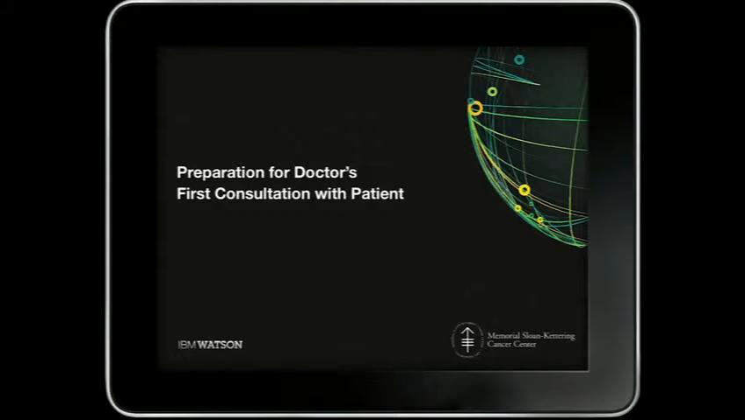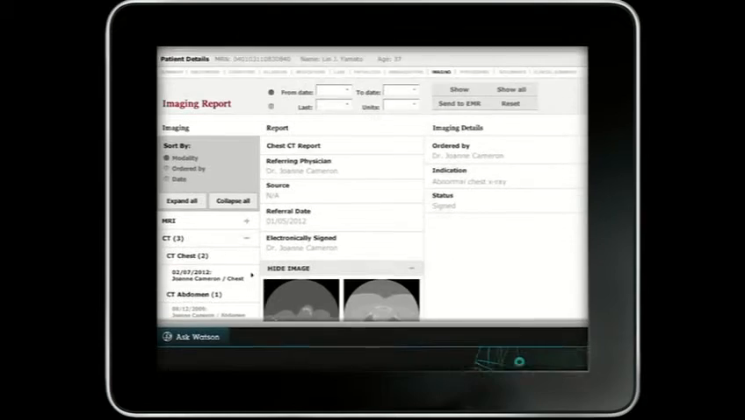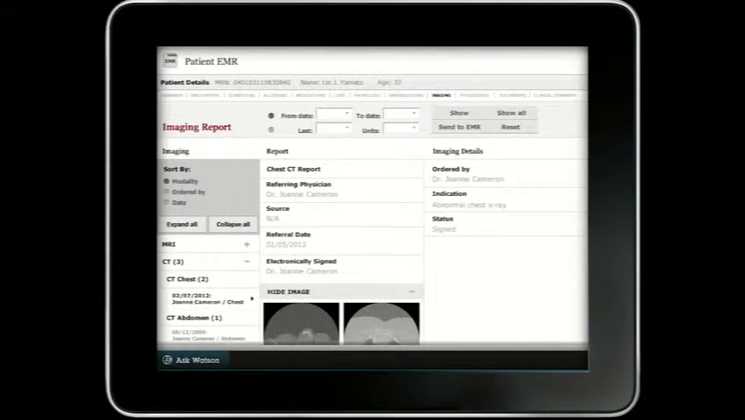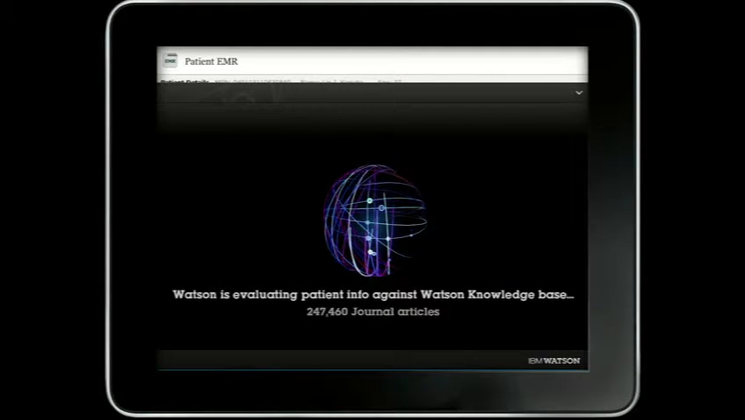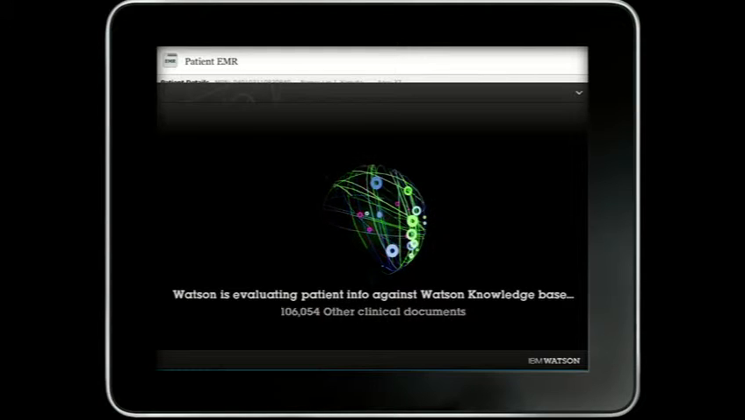Dr. Mark Norton, a clinical oncologist, is preparing to see a patient. He logs into the electronic medical record, and instead of spending time trying to find relevant information, he uses the IBM Watson Oncology Diagnosis and Treatment Advisor. He pushes the Ask Watson button and Watson analyzes the patient data against tens of thousands of documents from its vast body of medical literature.